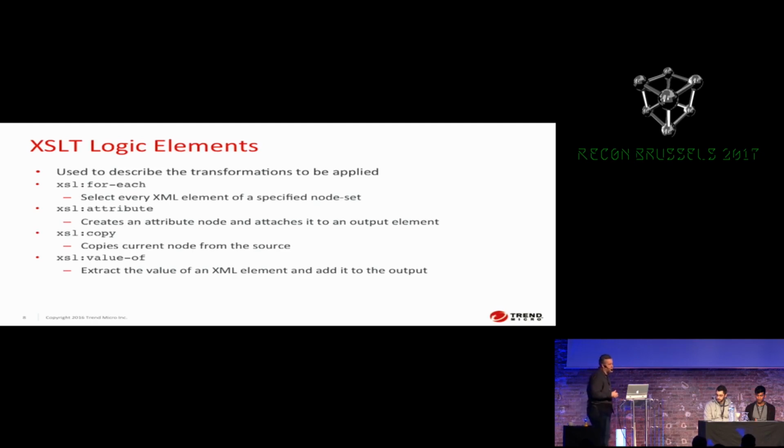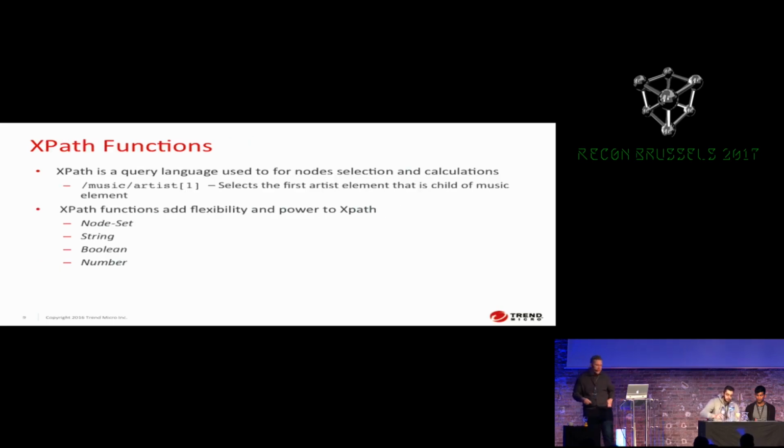These logic elements are used to describe the transformations that are going to be applied to the XML that it's transforming. So we have things like for-each, which will select every XML node inside of a node set and perform processing on it. There's xsl:attribute, which will create an attribute on an output node. There's copy, which will copy a node and put it to the output. And there's value-of, which will select the value of the XML node and print it out into the output.